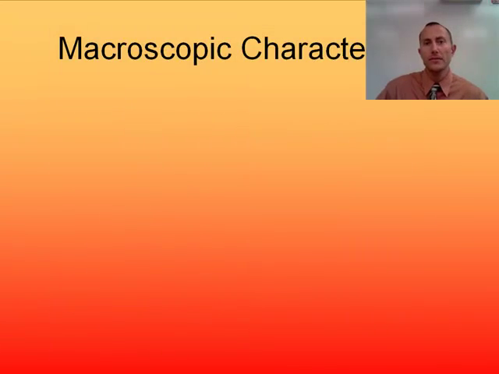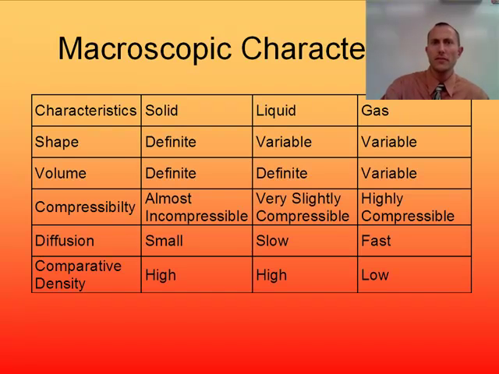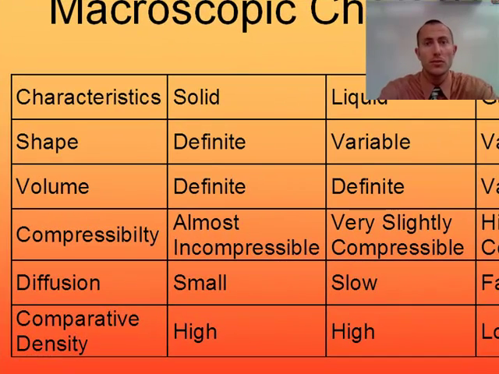Now, if we look at each of these phases a little bit more closely, we can start by looking at some of the macroscopic characteristics, the things that we can see very clearly about each one. So, we'll start with solids. Solids have a definite shape. If you take a solid and you put it from container to container, the shape stays the same. It's a rigid structure. And it has a definite volume. So again, if we change it from container to container, that volume stays the same.